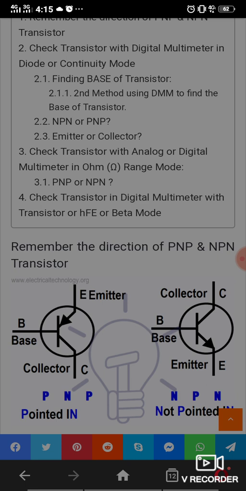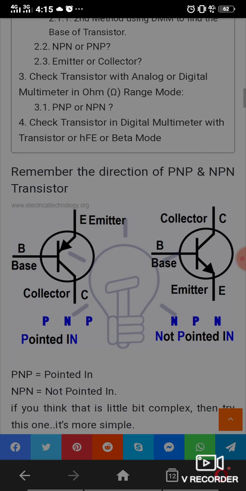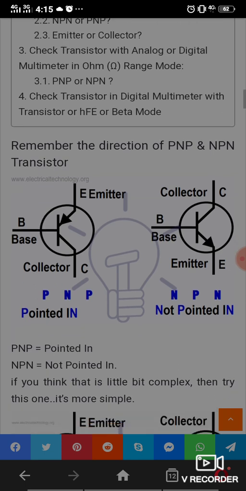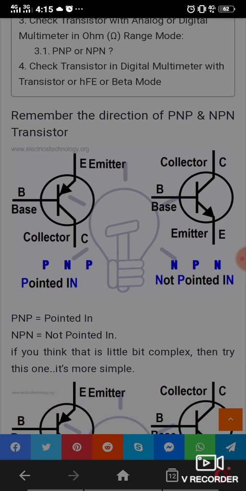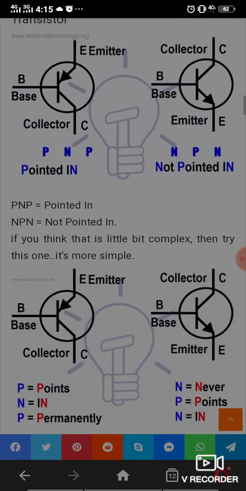Remember the direction of PNP and NPN transistor. So E is emitter, base, collector. PNP pointed in. Collector, base, emitter. NPN not pointed in. PNP pointed in, NPN not pointed in. If you think that is a little bit complex, then try this one. It's more simple.